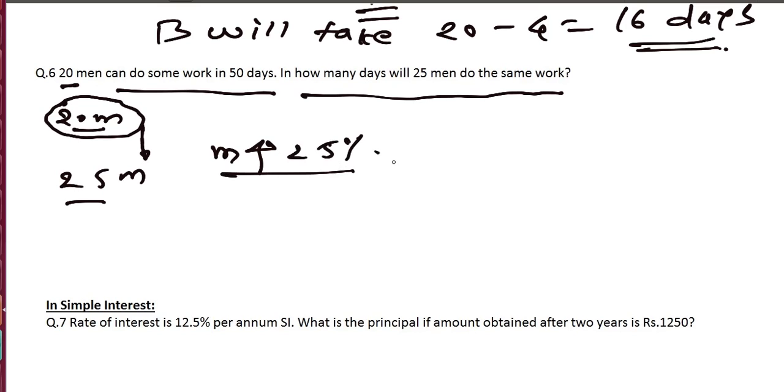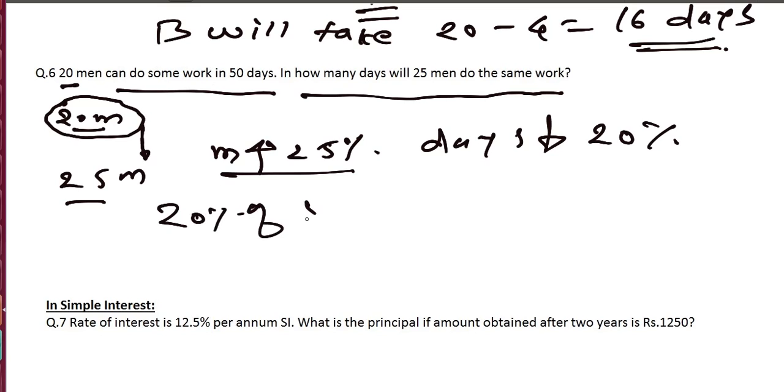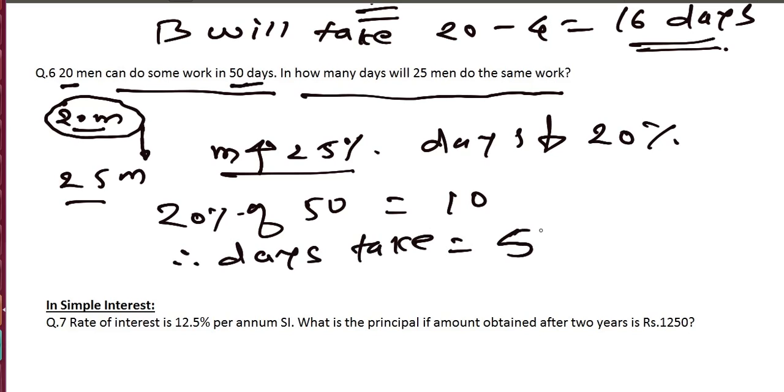So certainly the days taken will be less. More men, less days. So days taken will be 20% less. 20% of 50 is equal to 10, so days taken will be 10 less than this 50. Therefore days taken is equal to 50 minus 10 is equal to 40. So 40 days will be taken. Men are increasing from 20 to 25, so days taken will decrease from 50 to 40.